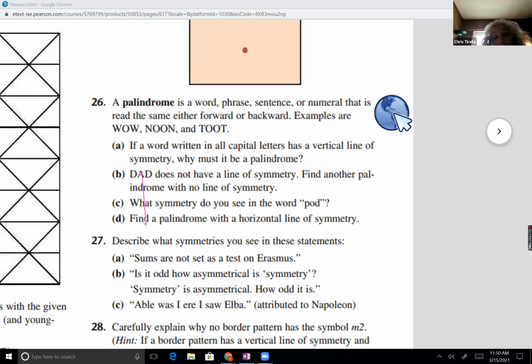And then find a palindrome with a horizontal line of symmetry. So come up with your own word where the letters match up front and back, but the letters are such that you can fold it horizontally and have it be the same. I think there's a few words that would work.